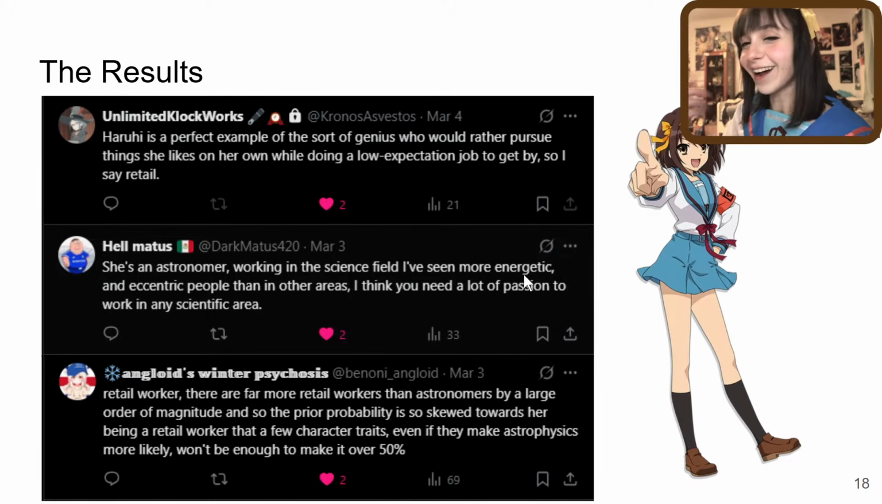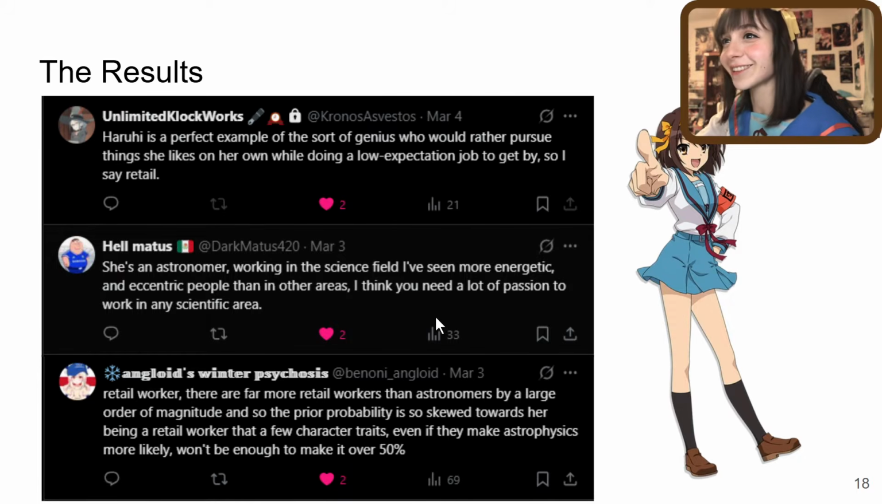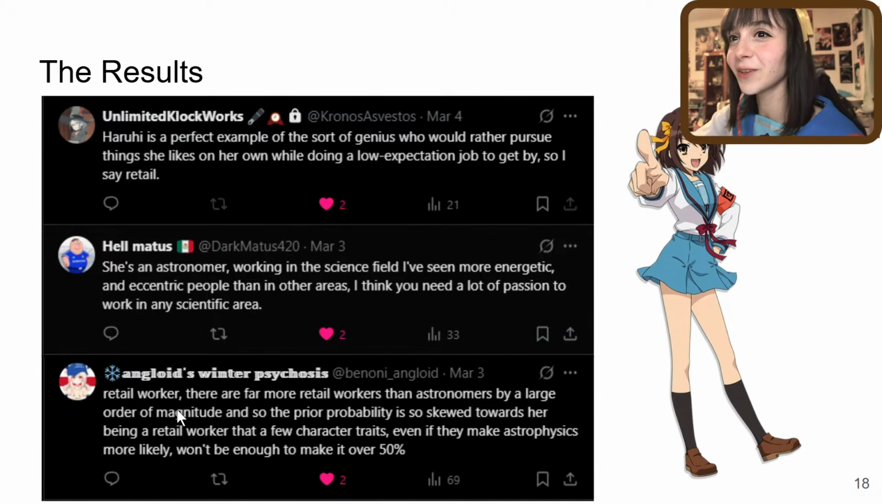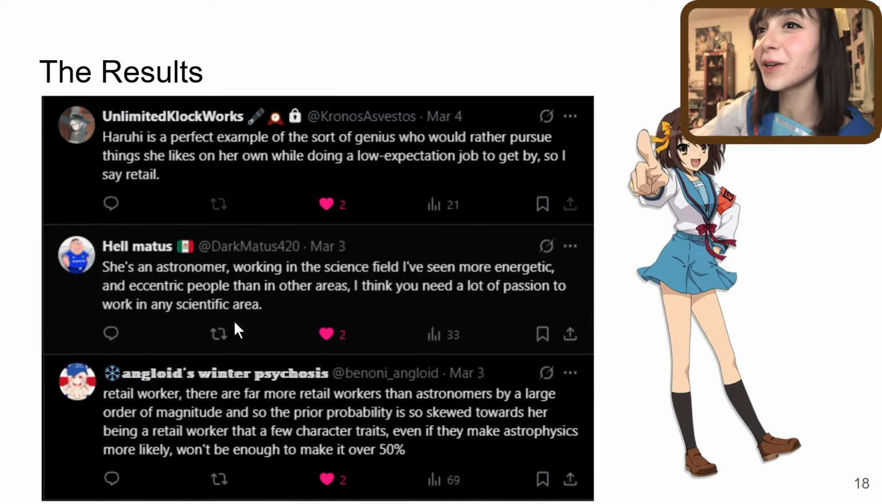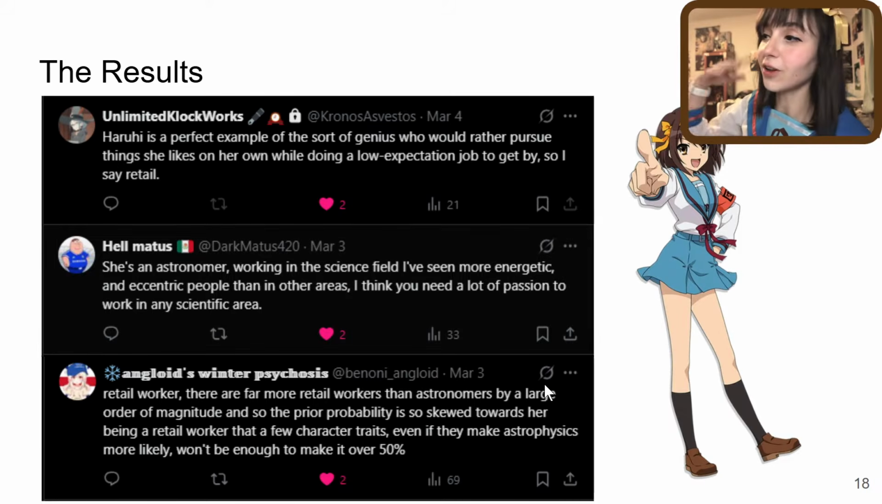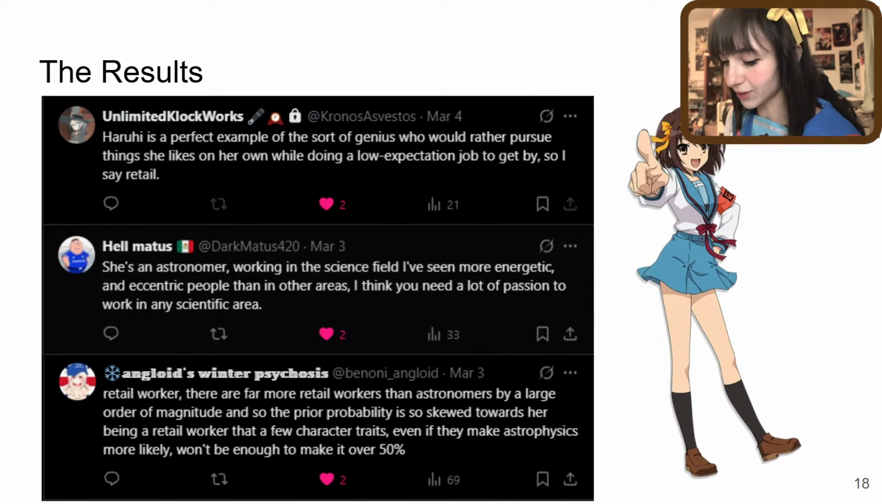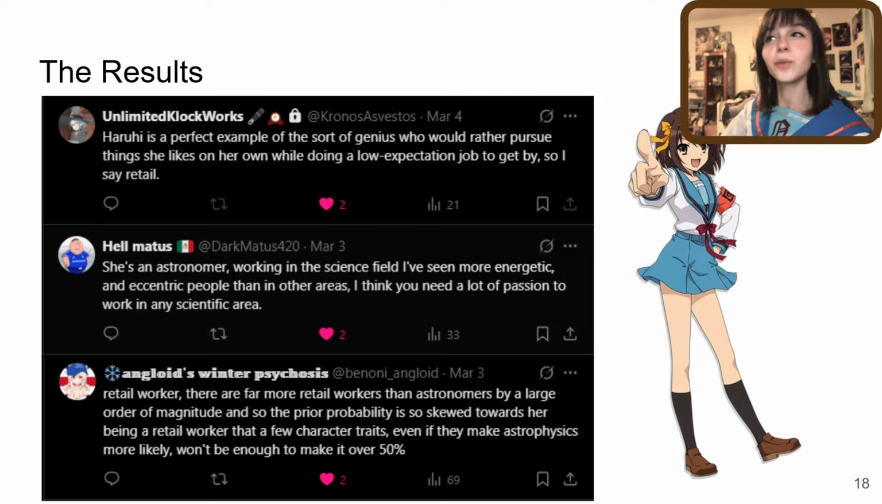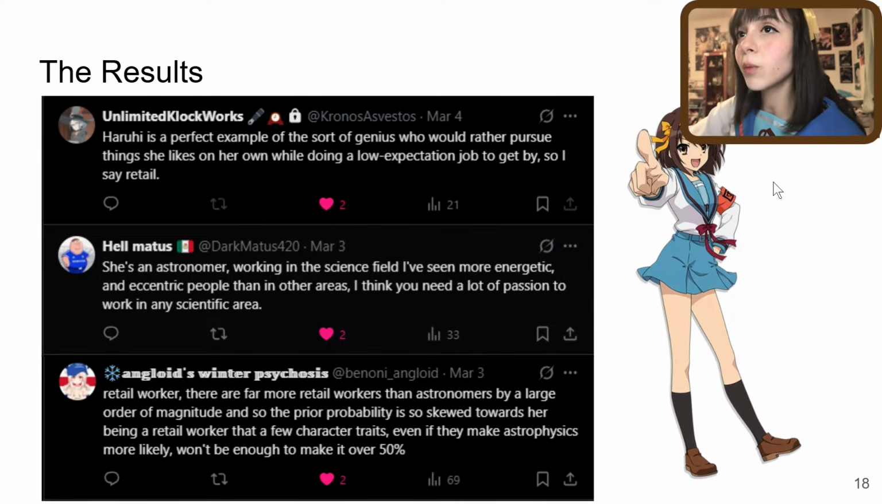I just had one answer by someone that I'm sure also had this example somewhere along their career, which said that she would most likely be a retail worker because there are a lot more retail workers than astronomers, by a large order of magnitude. Meaning that even if a lot of these astronomers had these qualities, there would be so many retail workers that a larger number of them probably have these qualities. So we had answers all over the board, but in general, most of the people focused on the qualities that I presented.